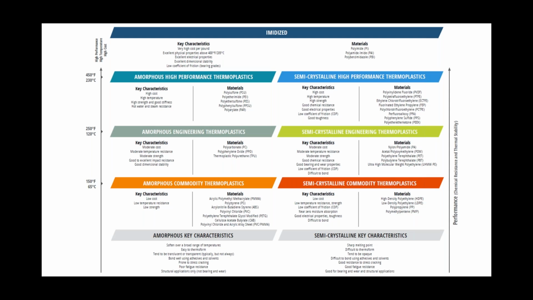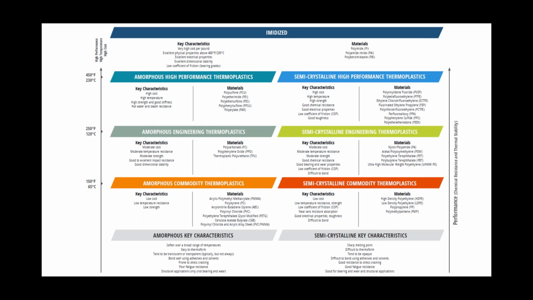And finally, we have the semicrystalline high-performance thermoplastics. So these are going to be, again, the most expensive of all the semicrystalline thermoplastics. But with that increased cost, we get high temperature, high strength, good chemical resistance, good electrical properties, still that low coefficient of friction, and good toughness. This is where you're going to find products like your PVDFs and your PTFEs.